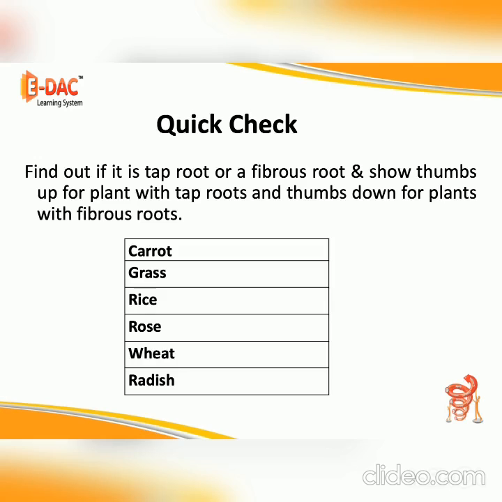Let's think. The first one is carrot. The second one is grass. Third one is rice. Fourth one is rose. Fifth one is wheat. And the last one is radish. Could you think which of these plants has a tap root and which of these has a fibrous root? Let's check the answers.